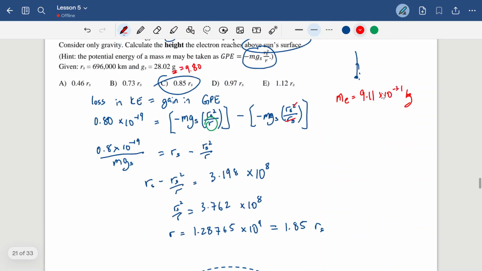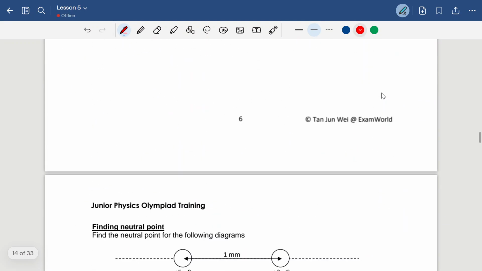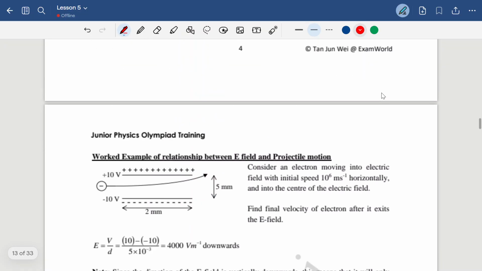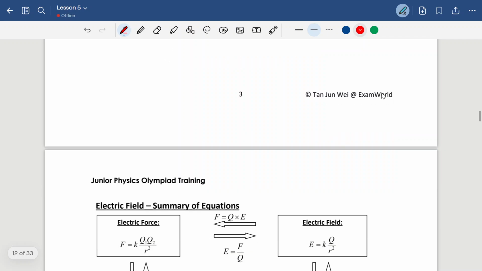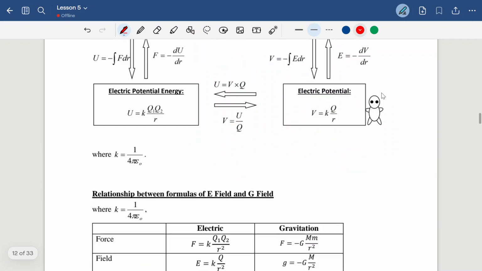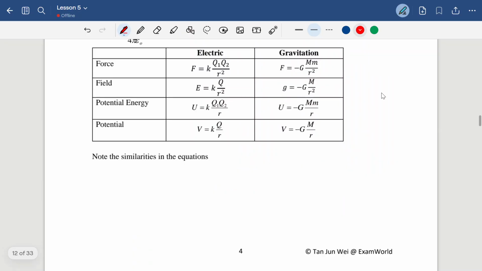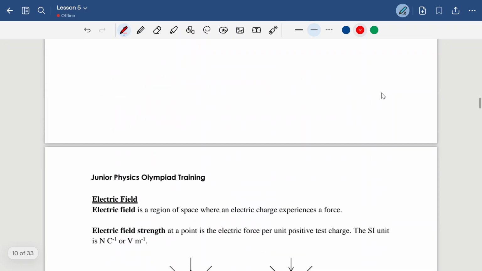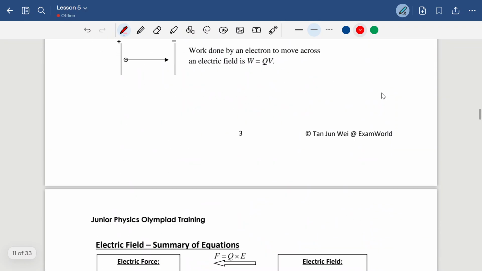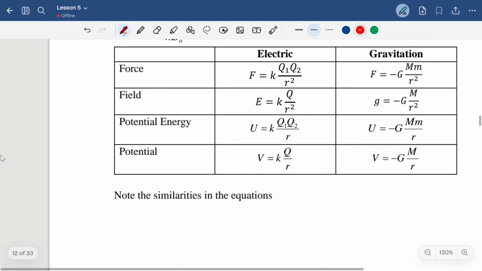Okay, so now we'll go to the next part, electric field. Why I spent so much time on gravitational field is because electric field is actually very similar to it. I wrote a lot of stuff, you can go back and read. Electric field starts from page 1, there are 4 pages. You can go straight to the 4th page and see the relationship between the two formulas.